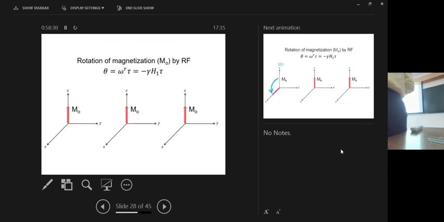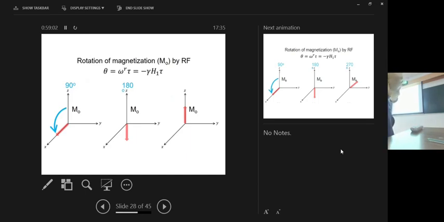Now, this is in the rotating frame. Rotation of magnetization is indicated here. If you apply a 90 degree pulse, this magnetization comes over to this. With a 180 degree pulse, that means if this angle is equal to 180 degrees, the magnetization comes here. This is called the inversion.